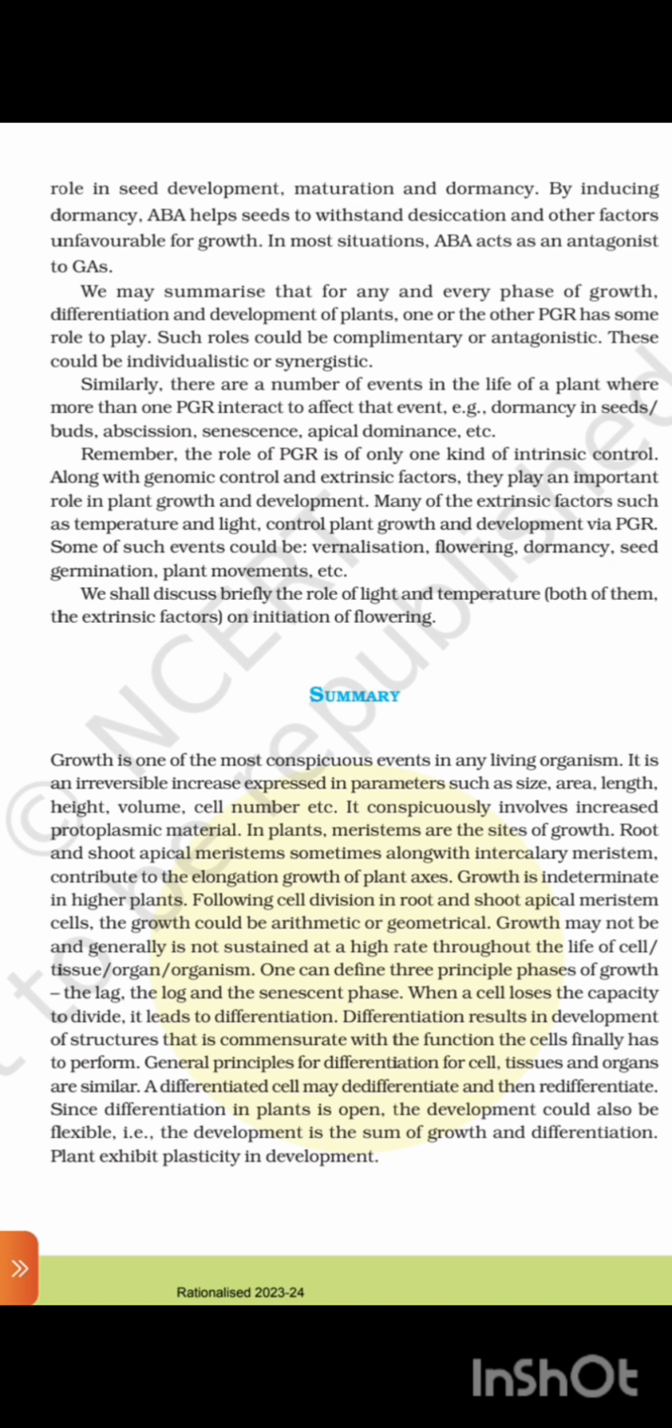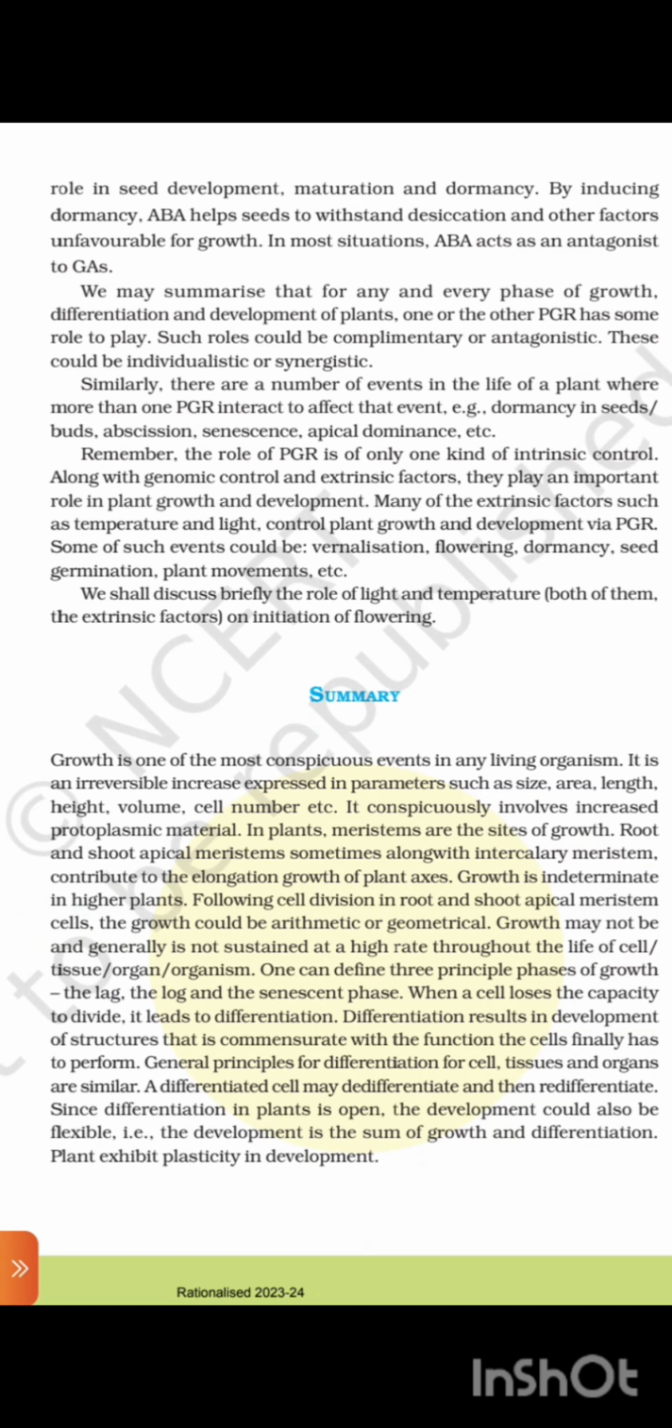Summary: Growth is one of the most conspicuous events in any living organism. It is an irreversible increase expressed in parameters such as size, area, length, height, volume, cell number, etc. It conspicuously involves increased protoplasmic material. In plants, meristems are the sites of growth. Root and shoot apical meristem, sometimes along with the intercalary meristem, contribute to the elongation growth of plant axis.